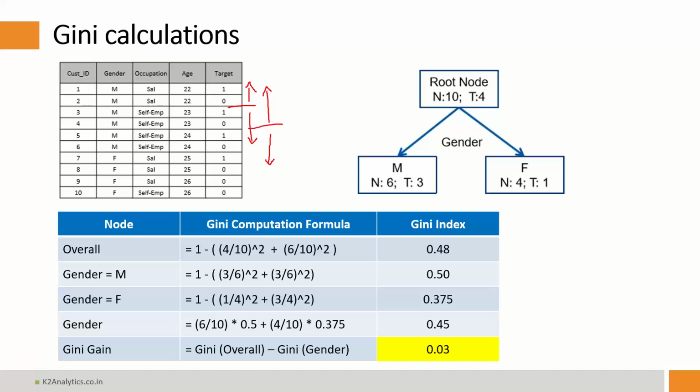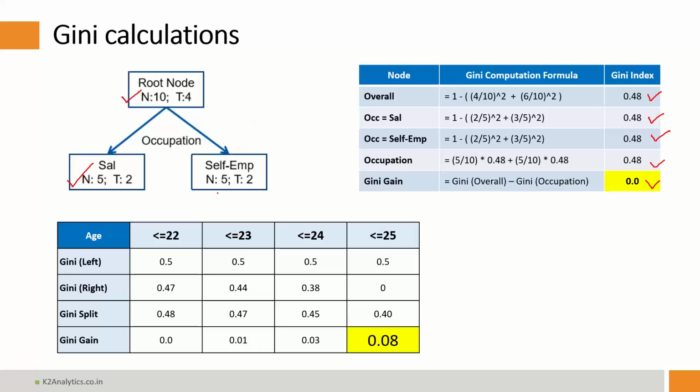CHAID algorithm has multi-way split. We are in CHAID algorithm. So here what I've done is assuming the data will be split as less than equal to 22, less than equal to 23, less than equal to 24, less than equal to 25. For each of them, I am calculating the gain. Now based on the CHAID algorithm, the variable which gives you the highest Gini gain at a given node level is the best variable. Now here my Gini gain values are 0.0, 0.01, 0.03, 0.08.